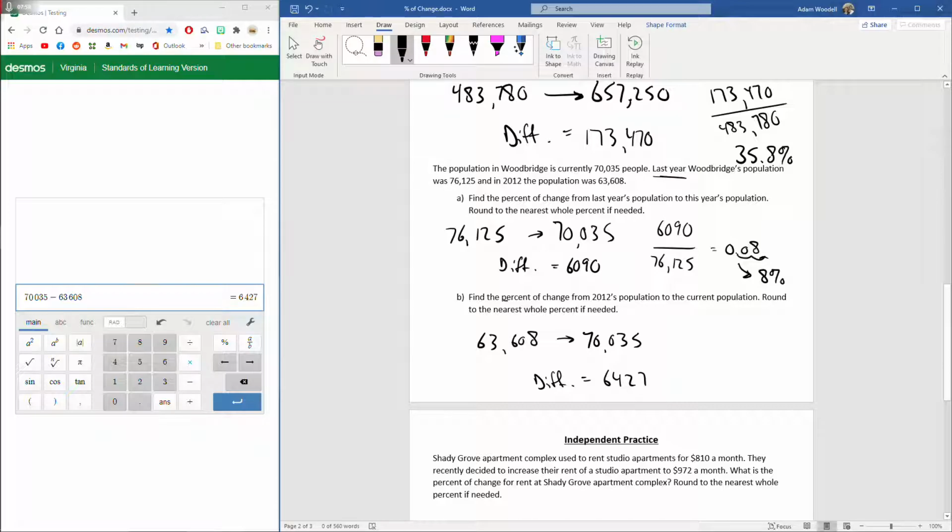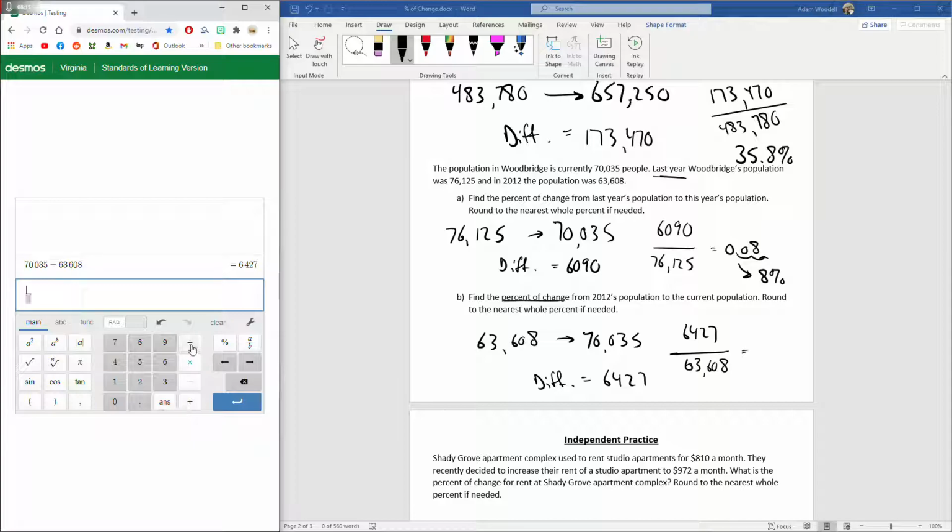But that's not the answer, because I need to find percent of change. And percent of change means take your difference, divide it by the number you start with. And in this case, 2012 came before the current year, which means I'm going to divide by the older number. And I'm going to use my calculator to help me with this part. It's a lot of math to do by hand. Take my 64.27, divide it by 63,608, and I get a 0.101 number. And if I want this to be a percent, remember, you can move it 2 times to the right. You can also multiply it by 100, but it looks like it's about 10.1%.